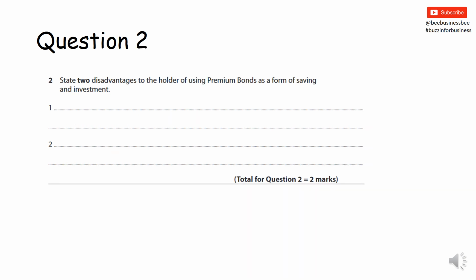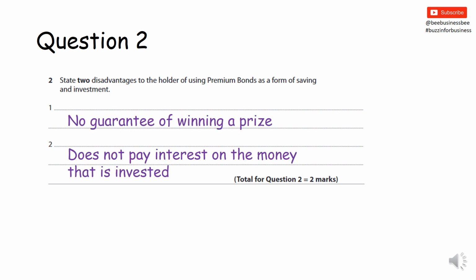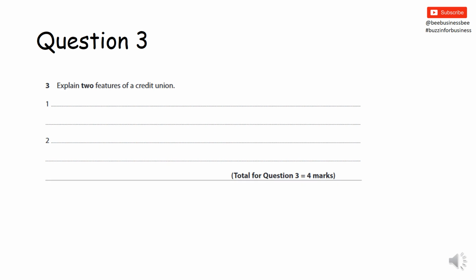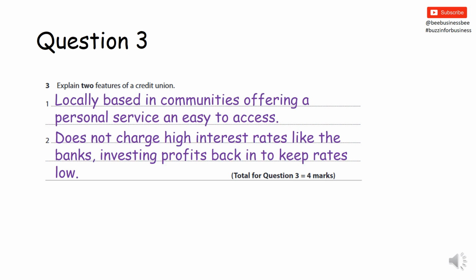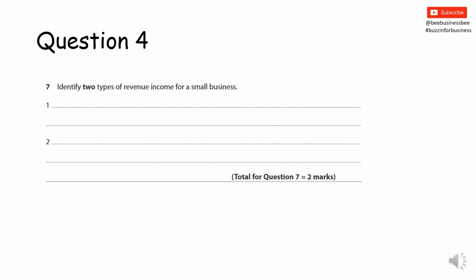So question 2. State two disadvantages to the holder of using premium bonds as a form of savings and investment. So you can see there that I've given you some. So question 3. Explain two features of a credit union. So you can see there that in question 4.